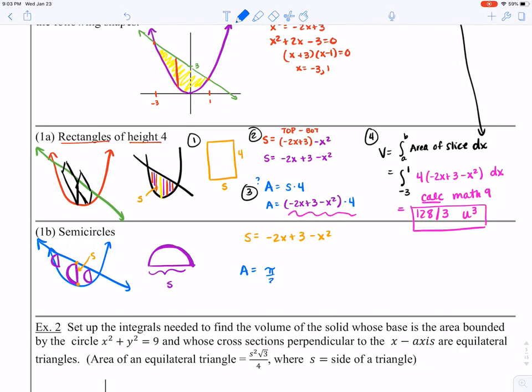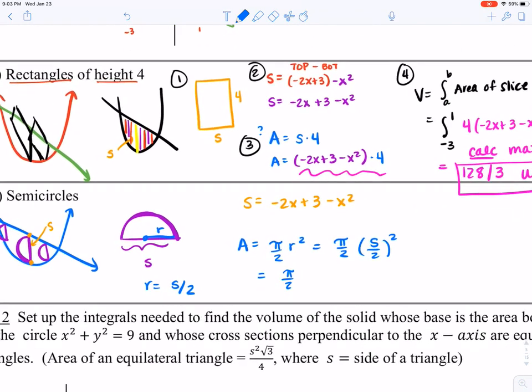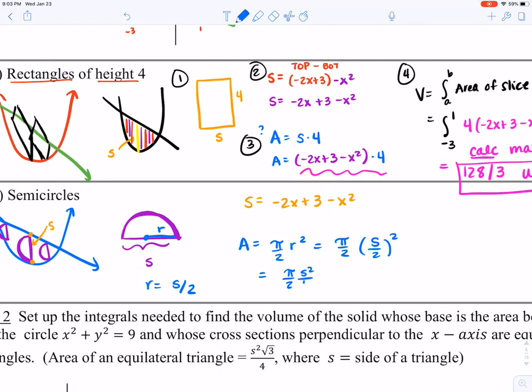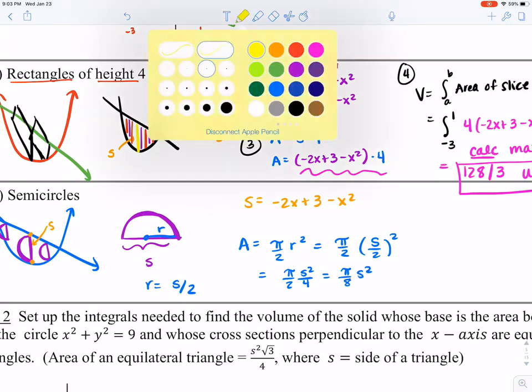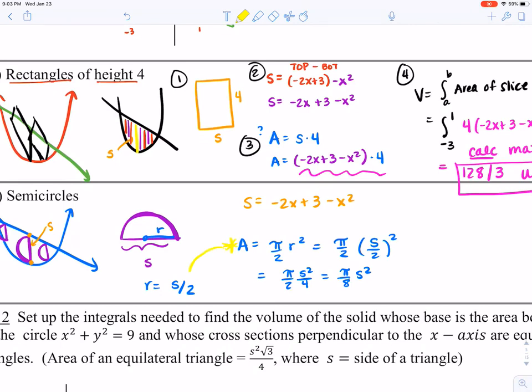Now we need a formula for area. Area of a semicircle is pi halves r squared, okay? But notice I don't have r, I have s. Well guys, you need to look at your picture and realize that r happens to be half of s. So that means that I can rewrite this formula to be pi halves (s over 2) squared, which I can simplify to be pi halves s squared over 4, or pi eighths s squared. You want to talk about a place to potentially make a mistake? That's it right there, not realizing that the radius happens to be s over 2.